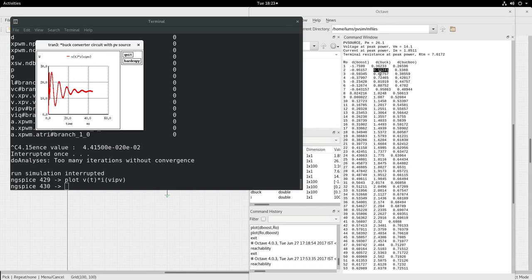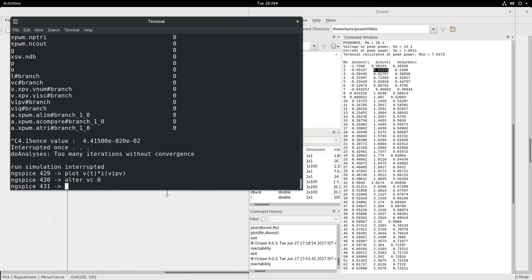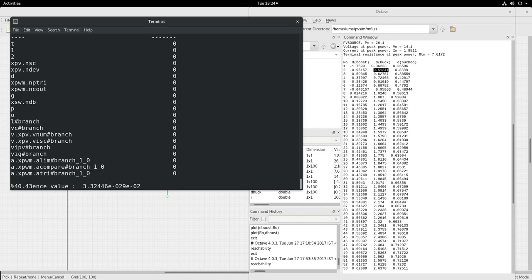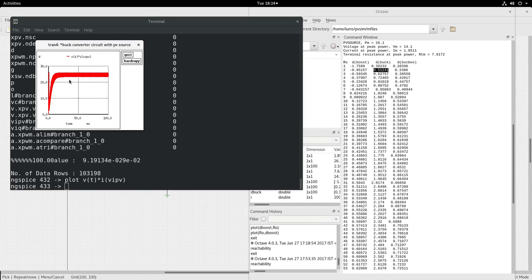However, if I change the duty cycle to 0.51, let's say 0.5, 0.5 corresponds to 0 volt VC. So let us say 0 volt VC, and then rerun the simulation. Alter VC to 0, run, and again if I look at the power, you see that it is back again to delivering peak power.